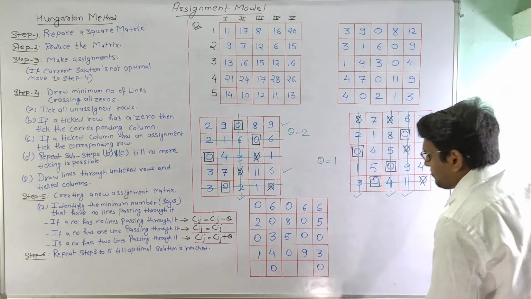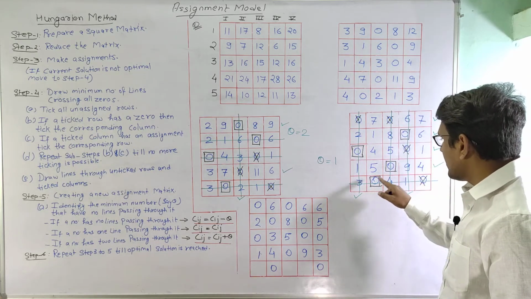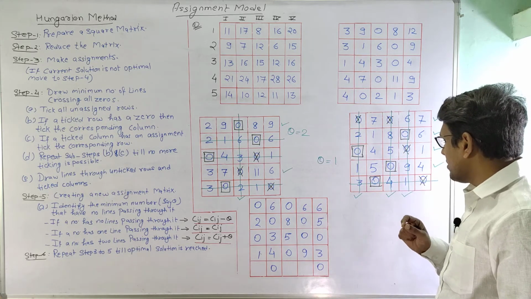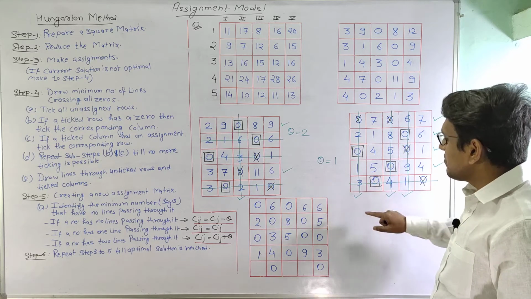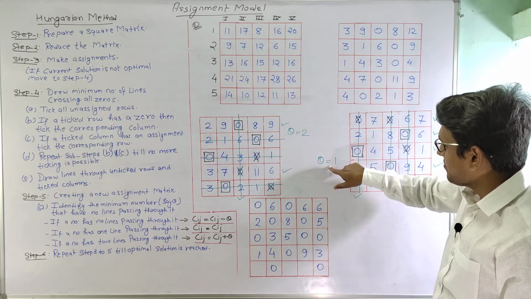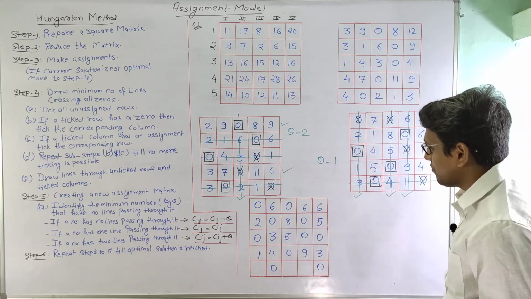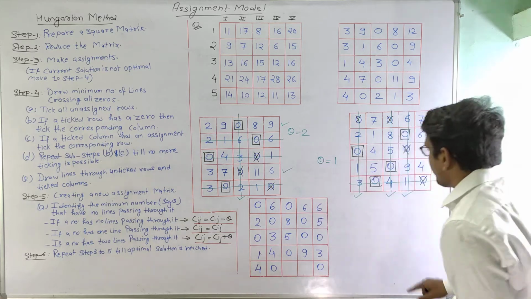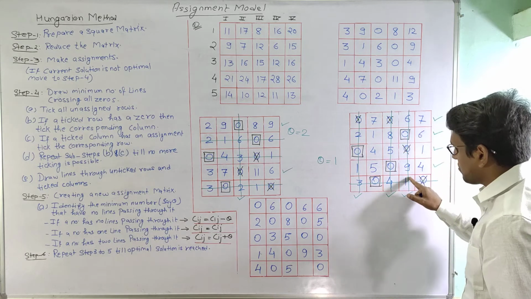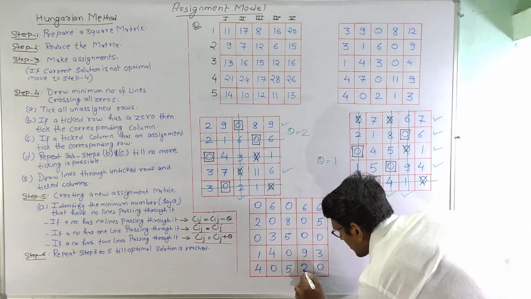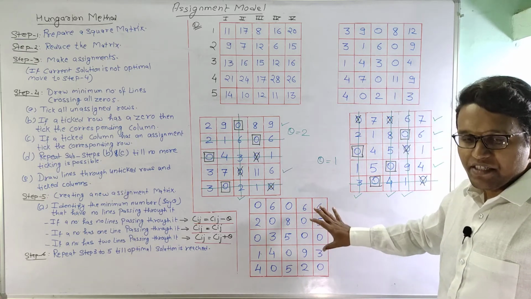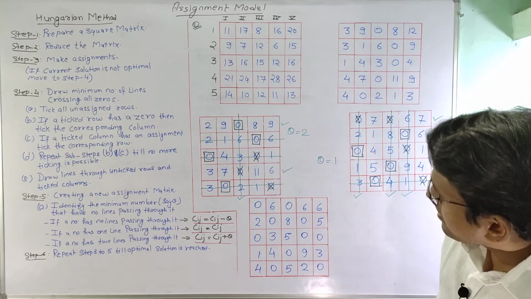and 0. And now there are 3 cells where 2 lines are passing. For the cells having 2 lines passing through them, the new Cij will be the older Cij plus theta. So this is 3, 3 plus 1 is 4. So this will become 4. Similarly this is 4, 4 plus 1 is 5. This will become 5. This is 1, 1 plus 1 is 2. So again we have been able to make the new assignment matrix here.